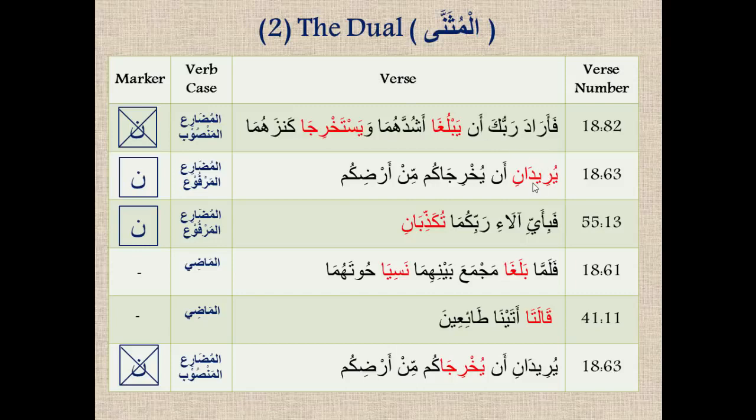Example number 2. Yuridani ay yukhrijakum min ardikum. We have the verb yuridani, form 4. And we hear that alif, yuridani, that elongation. This is al-fi'l al-mudari' al-marfu'. It's the default case because there are no special factors around, and the marker would therefore be thubut and noon, presence of the noon. فَبِأَيِّ آلَاءِ رَبِّكُمَا تُكَذِّبَانِ. This is tukadhibani, conjugated for antuma, you two. The case is marfu' and the marker is thubut and noon.